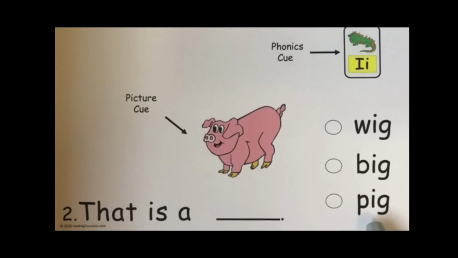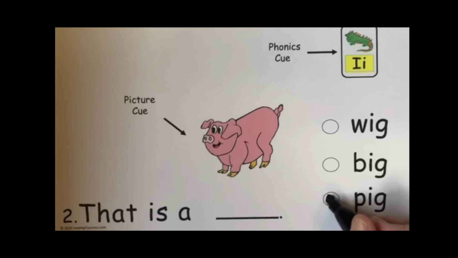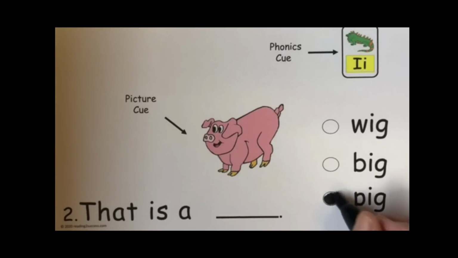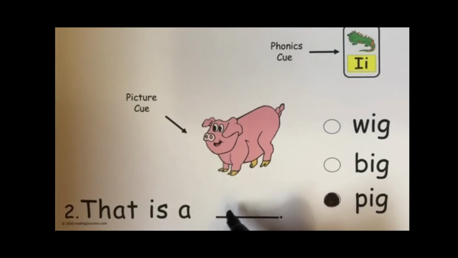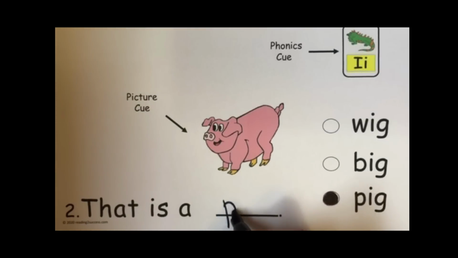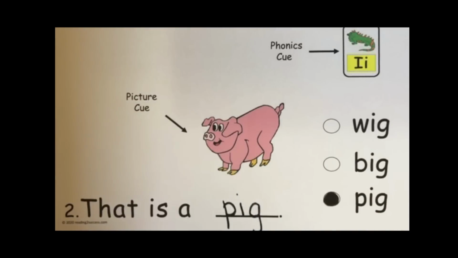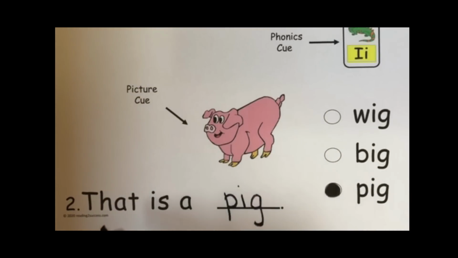Hopefully they point to this one. If not, just go back through and say, let's say these again together. Wig, big, pig. Which one says pig? And they should point to this one. So then have them fill in that one, the word pig, and then have them come over here and write the word pig, P-I-G, and then have them read the sentence. That is a pig.